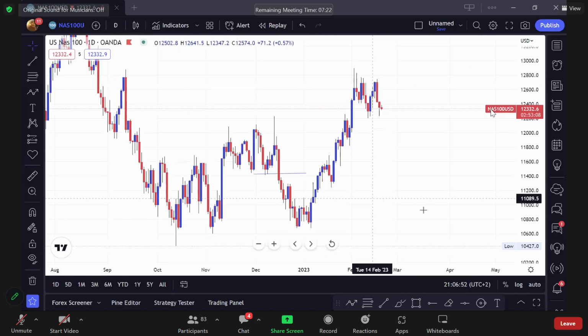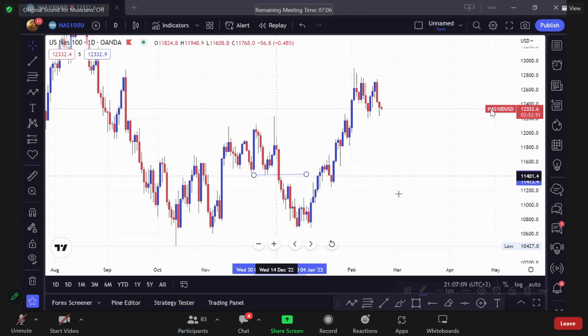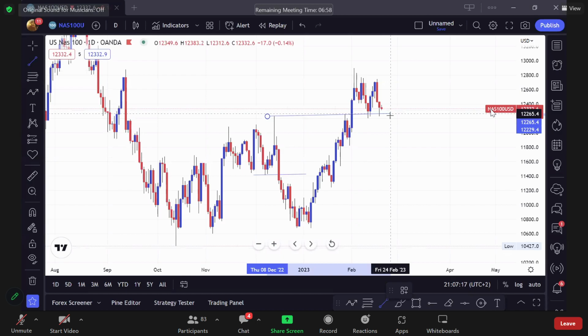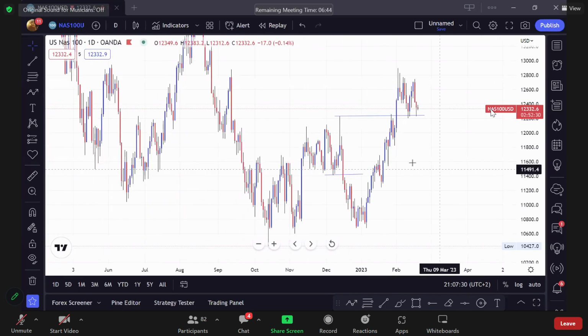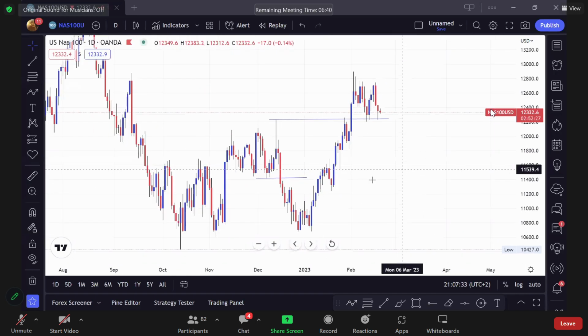Would this be a change of character? I think no. I think yes, because that low didn't break, but it did create a high. So, if this is a change of character, then what is this? A change of character. I think it's a change of character on the swing structure of that daily time frame.